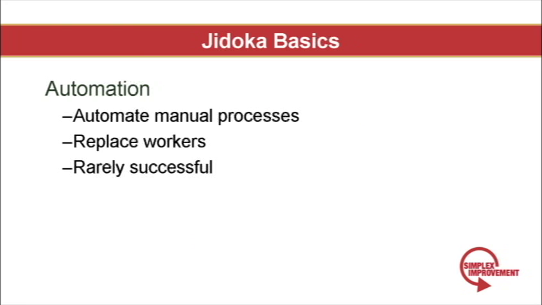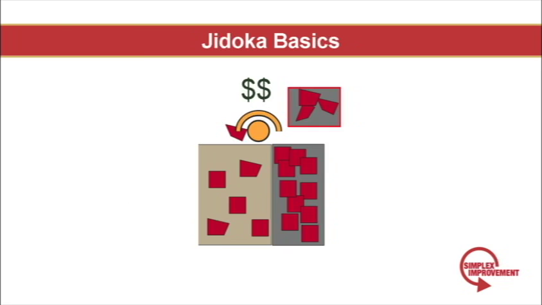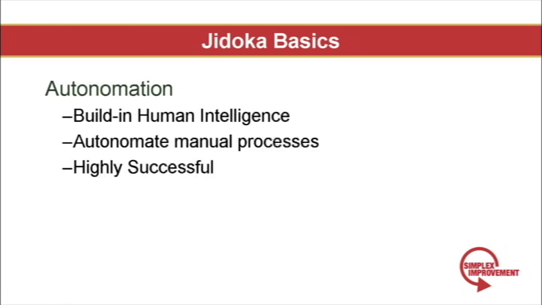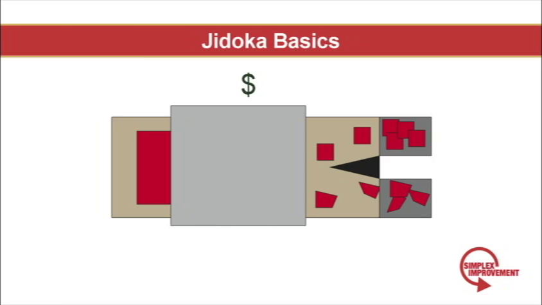So back to automation versus automation. The primary goal of automation is to replace workers. Unfortunately, automating a process is rarely successful. This is because automating operations that a human used to perform often still require the machine to be monitored. So whereas the process took an operator before, it now takes a machine and an operator. The cost model is higher with automation. In contrast, automation builds human intelligence into the machine, so an operator is no longer needed. As you can see, this model is cheaper than the original manual process and the automated process.